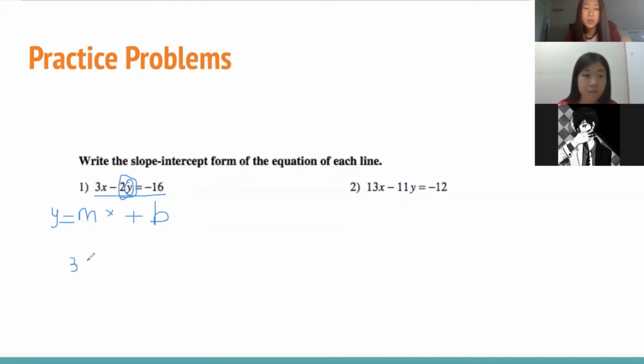So it will be 3x plus 16 equals 2y. And you want to isolate the y to be by itself, not 2y, but 1y. Then you would divide it by 2, which gives you 3/2x plus 8 equals y. That's how you would turn it into slope-intercept form.